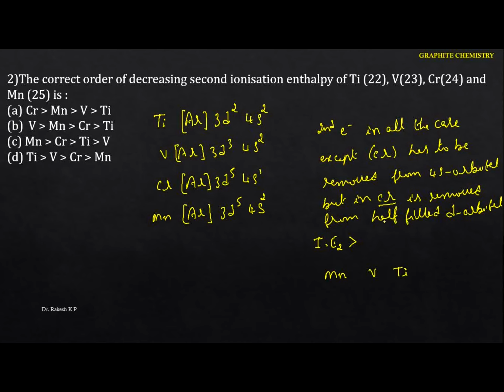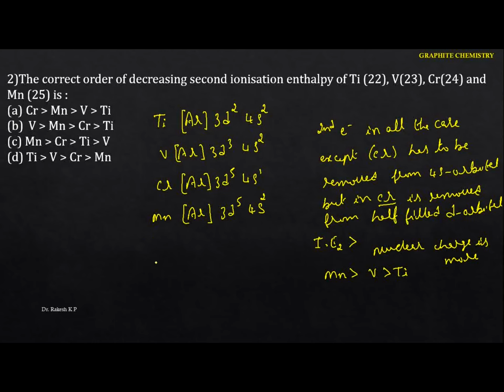So once you are familiar with this concept, in all the cases the second electron is removed from the s orbital, but in this case you have to identify the nuclear charge. The element which has a higher nuclear charge, if the nuclear charge is more, the second ionization energy is also more. Hence manganese comes next, then vanadium, and the last is titanium. So in this case the option is A.